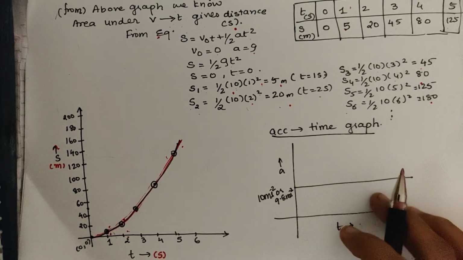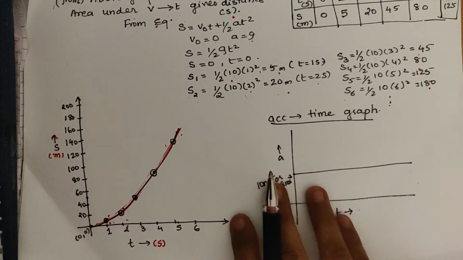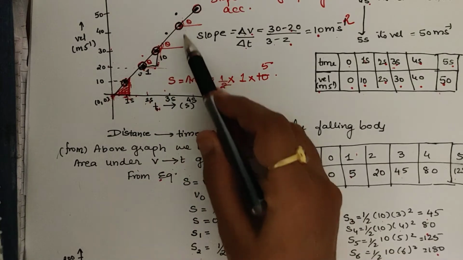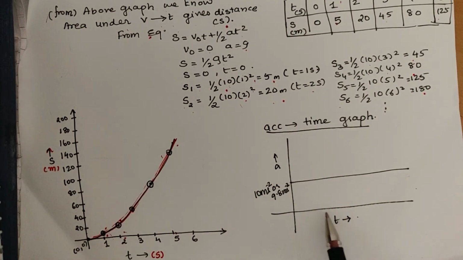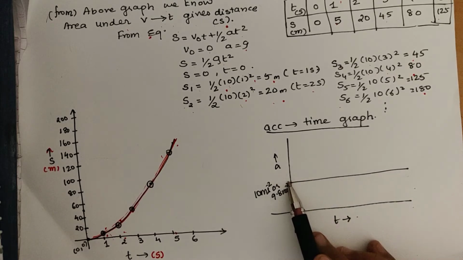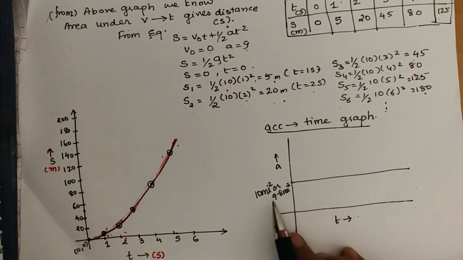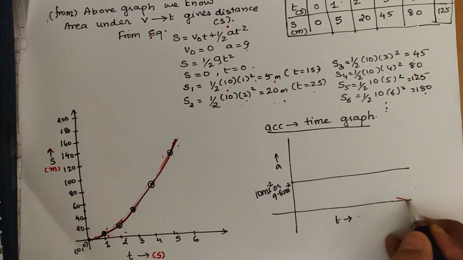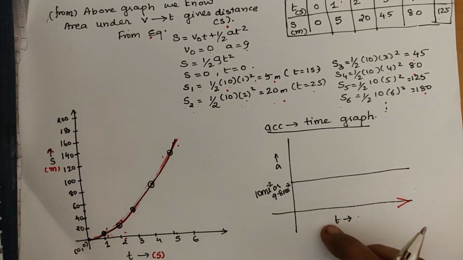Fine. And you know that in the acceleration versus time graph, acceleration is constant at every interval of time. You can see that the slope will be constant and it comes out to be 10 meter per second square. So for every instant of time acceleration is constant, so it is a graph parallel to the x-axis or time axis. This is the acceleration versus time graph for the body when it is thrown downward.